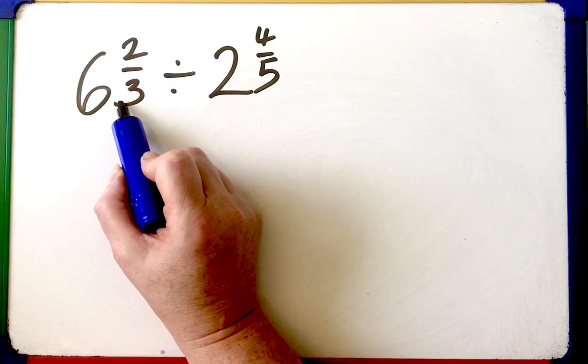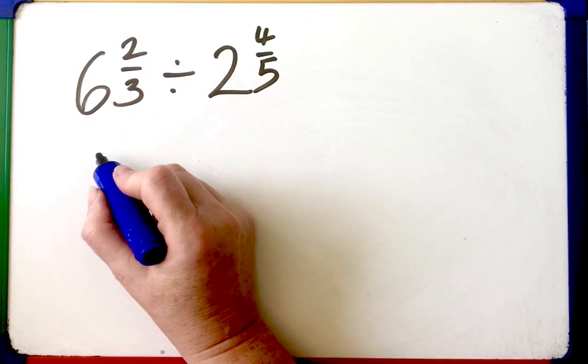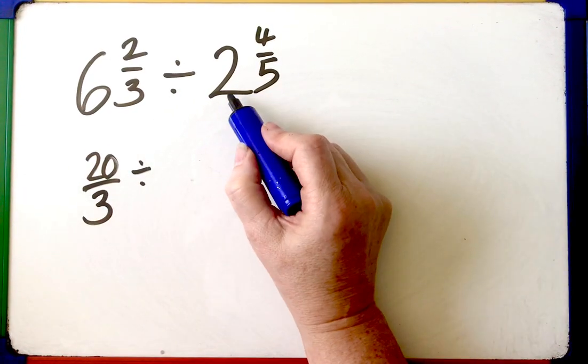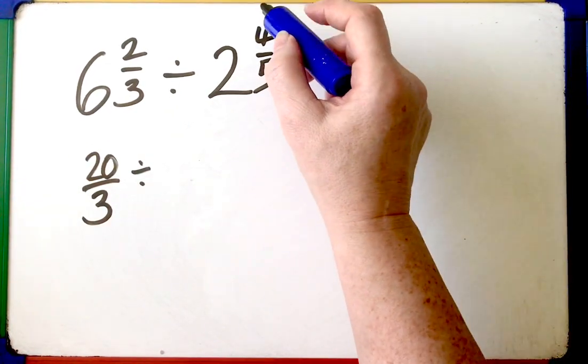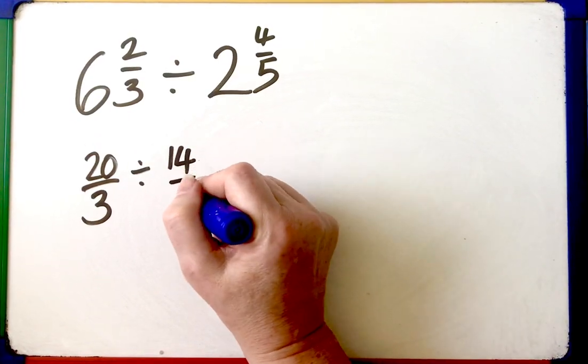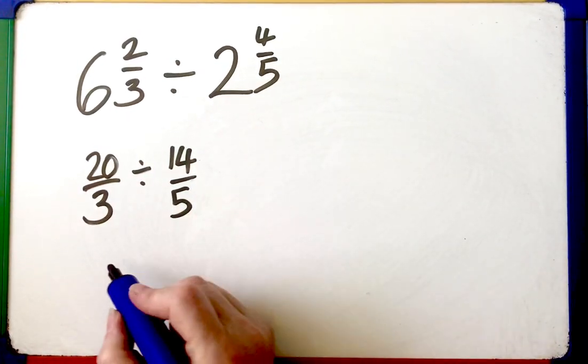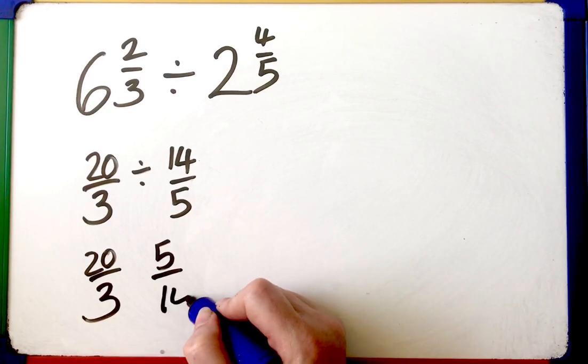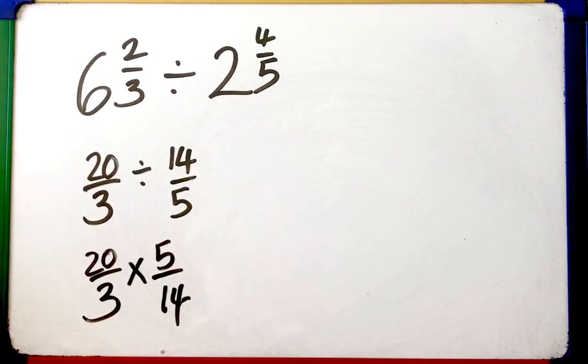6 3s are 18, 18 plus 2 is 20/3, divided by 2 5s are 10 plus 4 is 14/5. Keep it, 20 over 3, flip it, 5 over 14, change the sign.